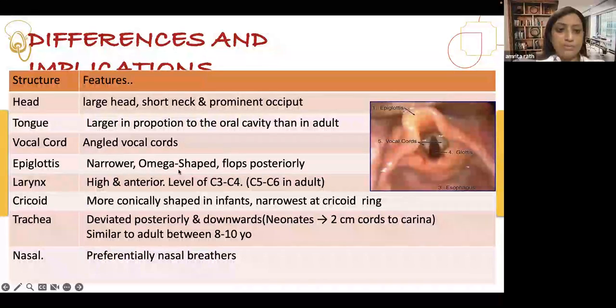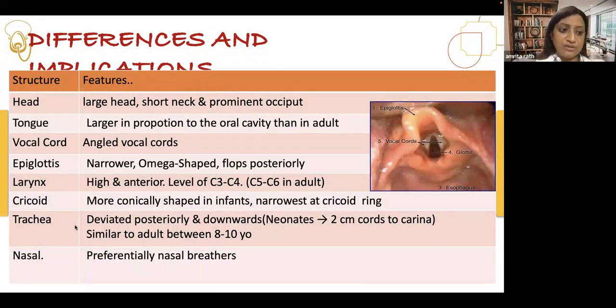The epiglottis is narrower, omega shaped and floppy posteriorly. So what is the problem here? You have to lift the epiglottis. That is why the Miller blade is preferable. And when you lift the epiglottis, there is stimulation of the superior laryngeal nerve, which causes bradycardia. So bradycardia is a problem when you use a Miller blade. You have to be careful.